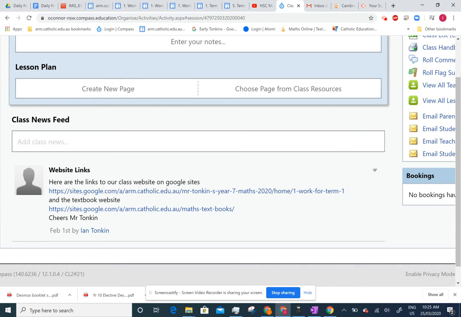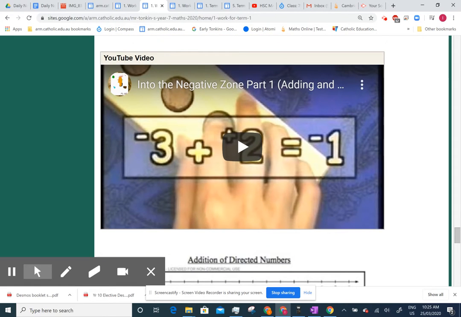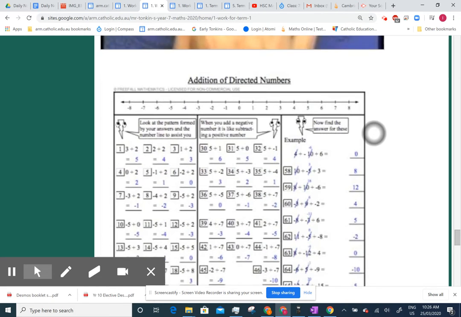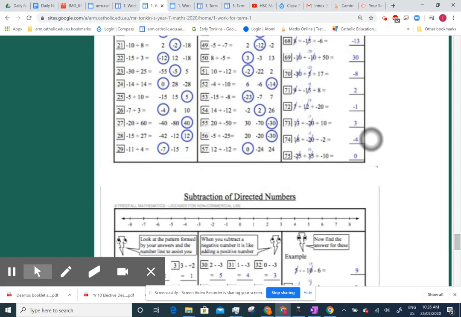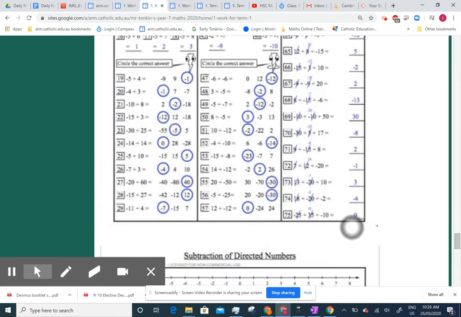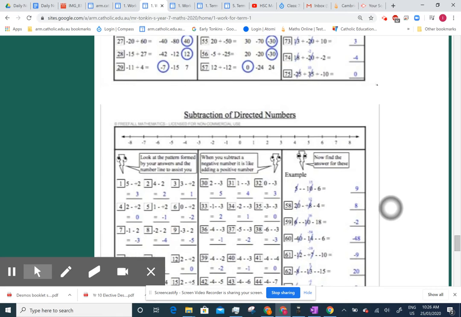Now, the first thing you need to do for today is go to that website link and watch this Into the Negative Zone Part 1, adding and subtracting numbers. It takes a while, but it gives a really good explanation of the concepts we're going to be dealing with, of what negative numbers are and how to add and subtract negative numbers. You can see there's a free fall sheet afterwards with the solutions for addition and subtraction. They're pretty good because there's a number line that'll help you do these subtractions and additions.